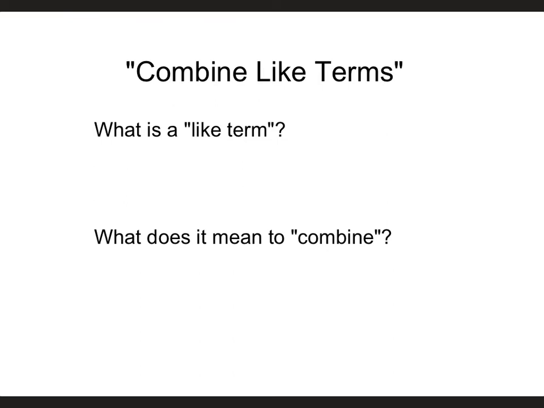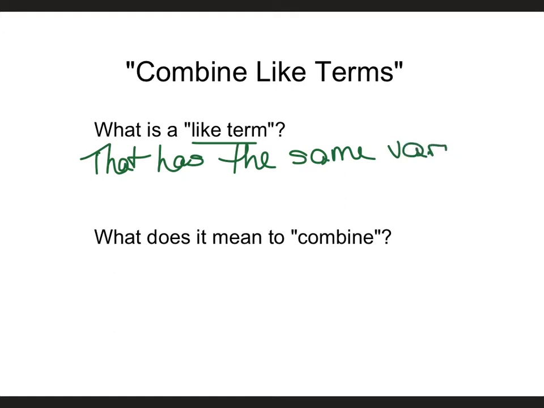When we're adding polynomials or combining like terms, it's all the same thing. We should know what a like term is. A like term is a term that has the same variable, and it could be more than one, so the same variables and the same exponent on those variables.